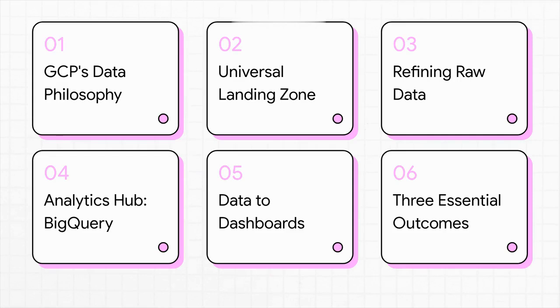All right, so here's how we're going to tackle this. We're literally just going to follow the data on its journey. First, we'll get a handle on GCP's core philosophy. Then, we'll trace the data's path from where it first lands, all raw and messy, through the whole refinement process, and then into the analytics powerhouse, which is BigQuery. And finally, we'll see how it pops up on a dashboard where you can actually use it. And we'll wrap it all up with the 3 key benefits you get from setting things up this way.